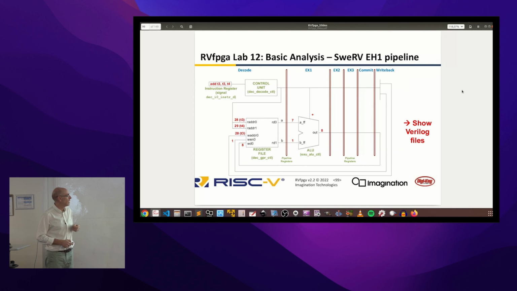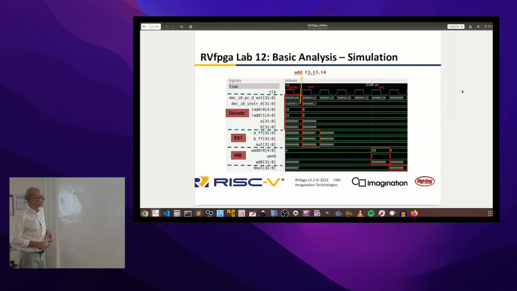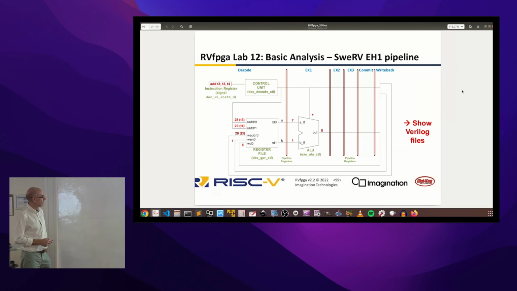We also include this figure as a supplement to the simulation, where you can see that the decode stage decodes this instruction. It accesses the register file, reading registers 28 and 29, obtaining 7 and 1, which are added in the arithmetic logic unit, obtaining 8, which is written back to the register file in the last stage of the execution.